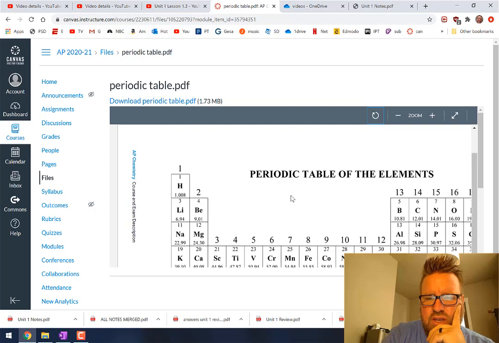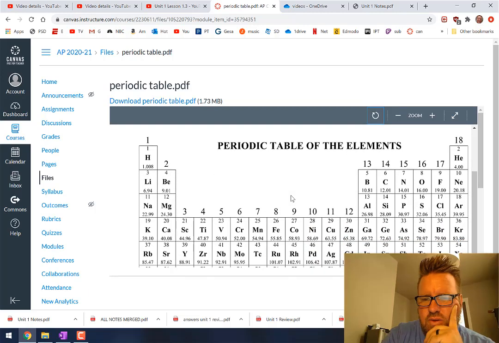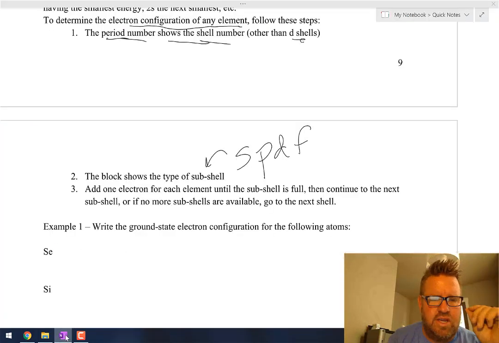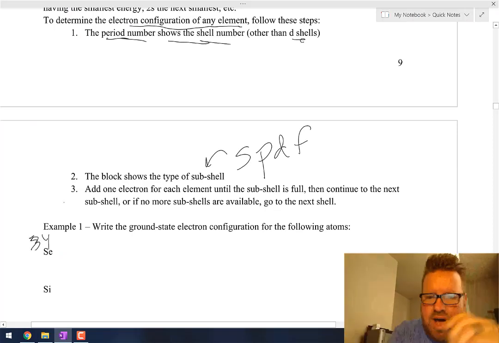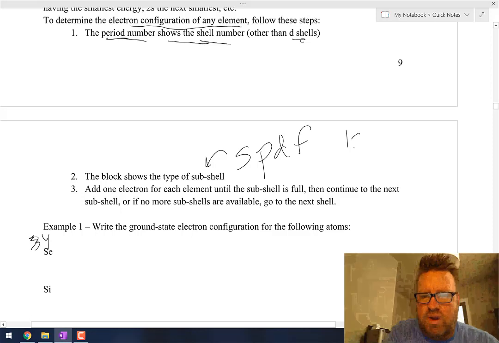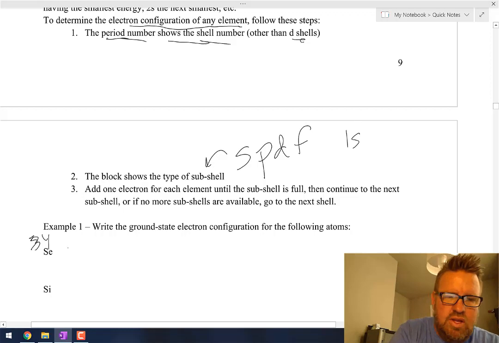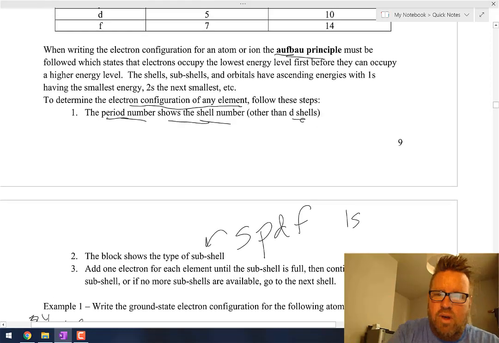All right, so selenium over here, right here, is number 34. So let's go through this part here together. So it has 34 electrons. So again, always start there at the top of the periodic table. Always start with 1s. That's the first energy level, and that's the first shell. So selenium is 1s2.